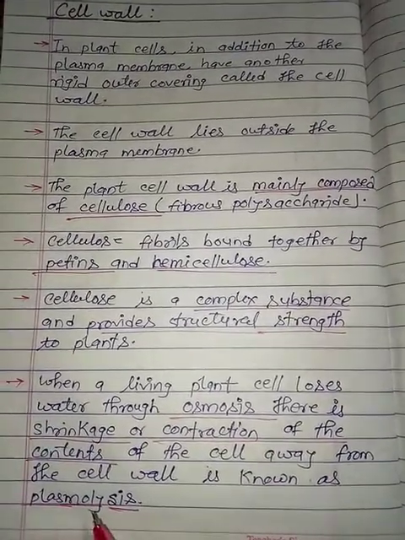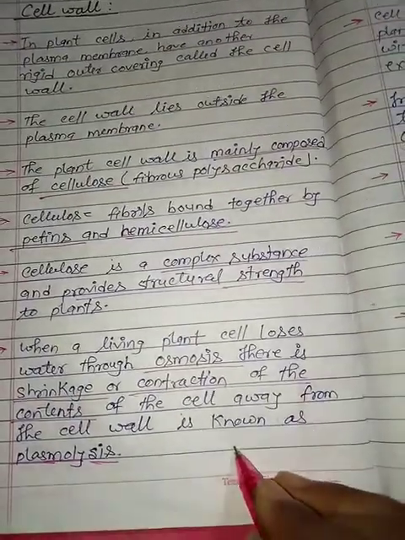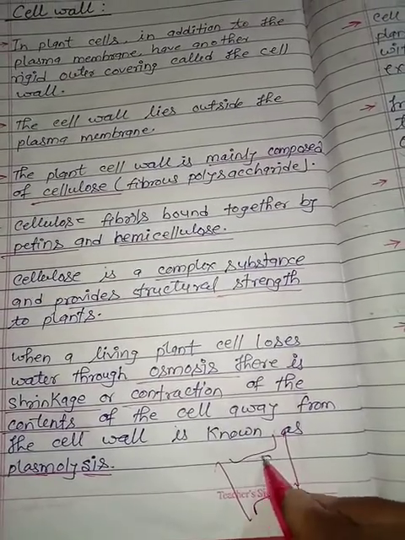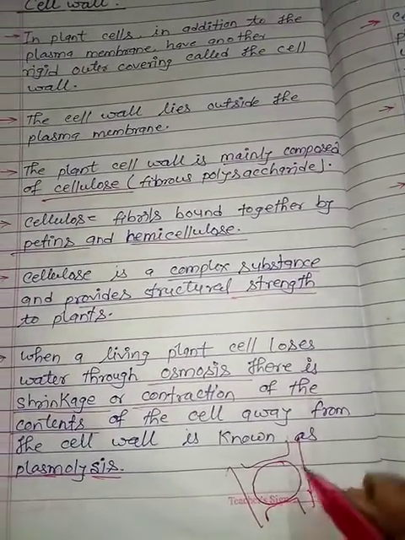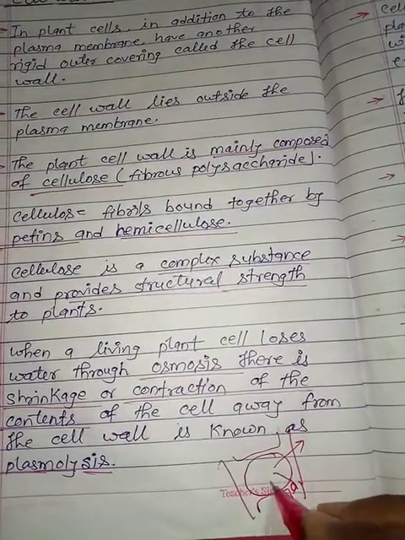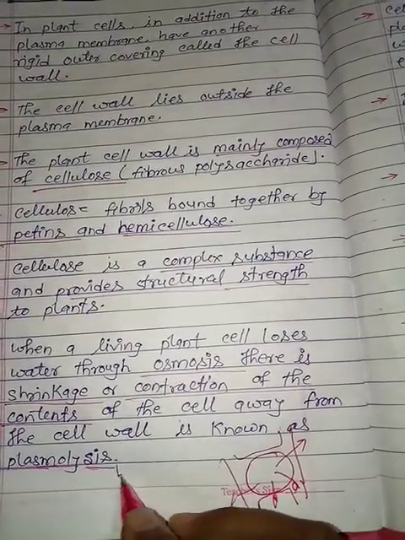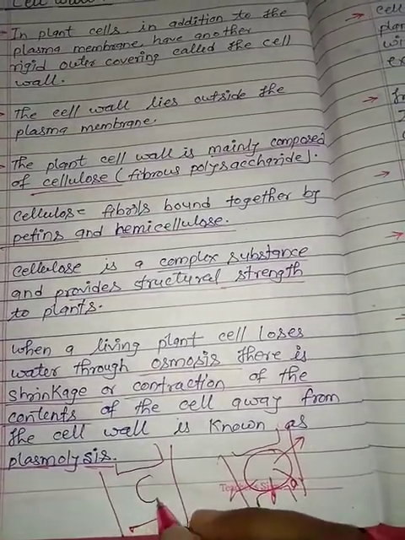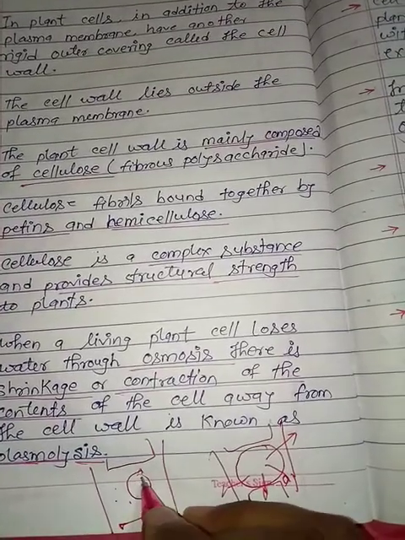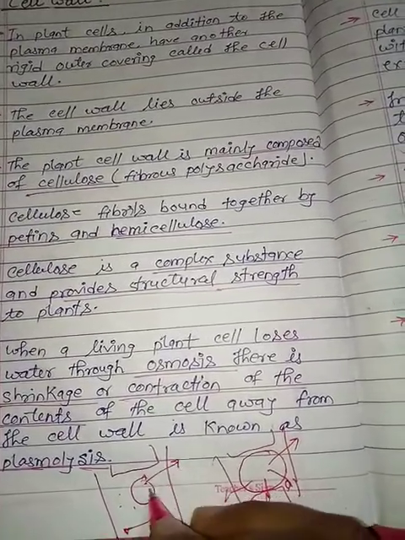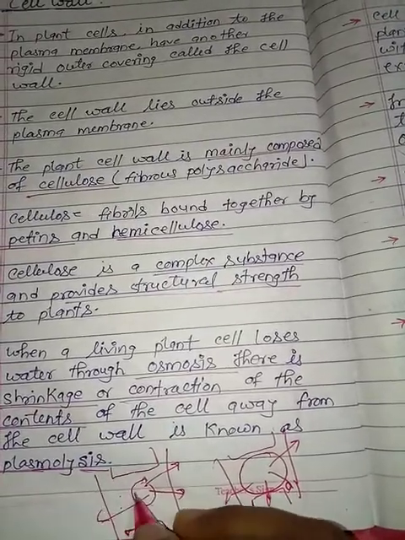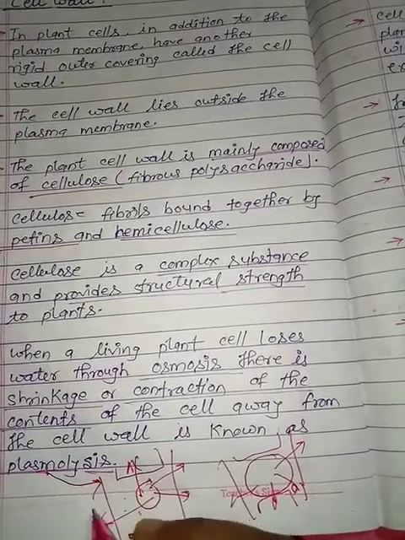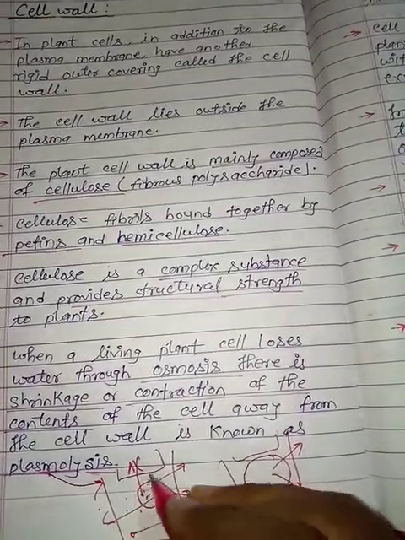that is called plasmolysis. Suppose this is the cell and it has the cell wall. When it loses water, it leaves the cell wall and forms like this. So the shrinkage takes place by the process of loss of water from the cell. That process is called exosmosis, and it is called plasmolysis when the cell content shrinks.